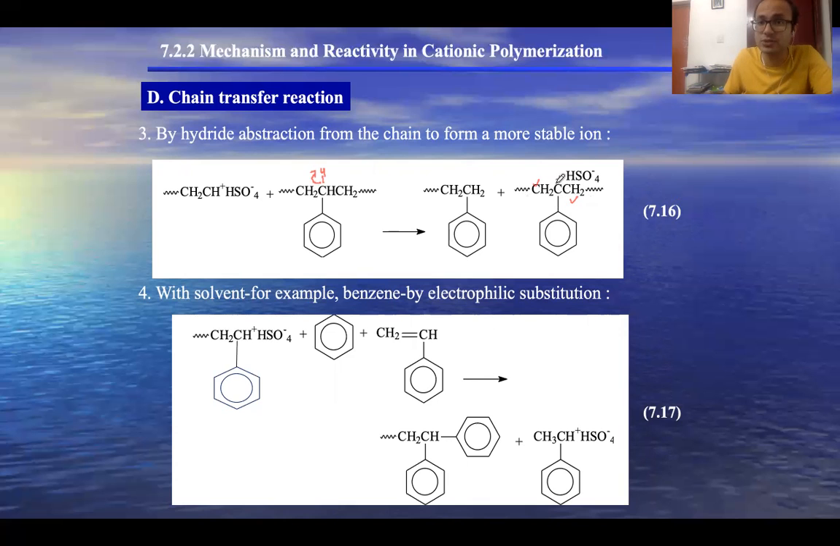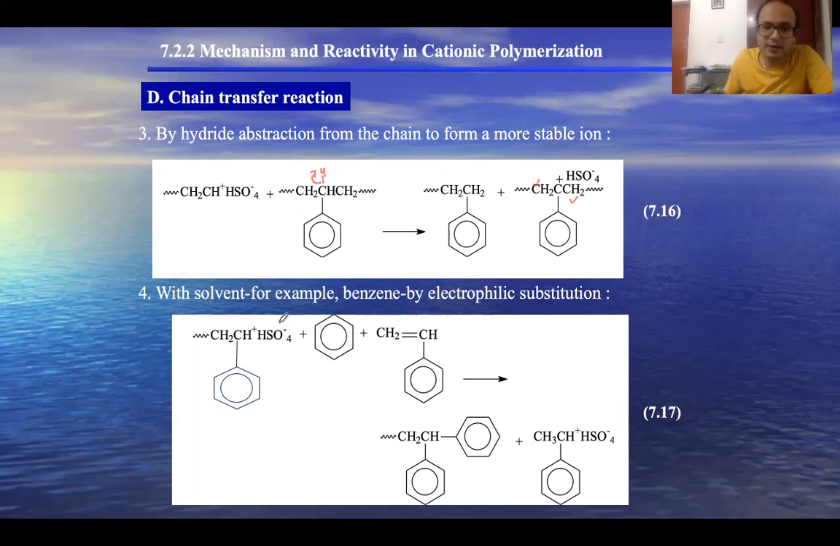And this leads to another effect called branching. So this kind of chain transfer leads to branching. Now the growing chain would be in this direction. So you have a linear polymer, and then you have branching happening because of this kind of hydride abstraction.